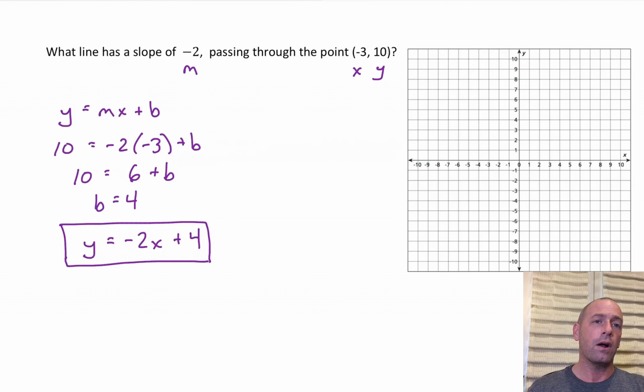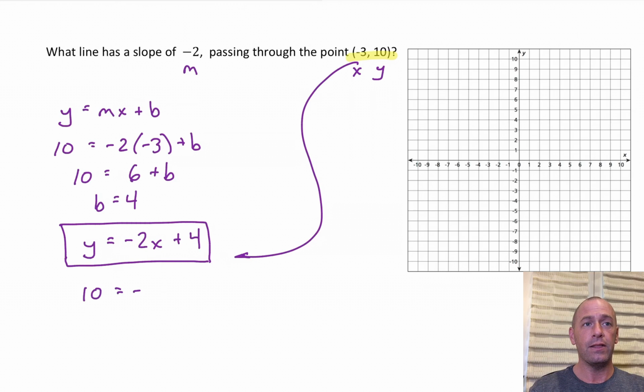Now to check our work, and your teacher may not ask you to do this, but it's always good practice. That's the equation that relates all of the x's and y's. So if I were to substitute in the value of x and y, the left and the right-hand side should be the same. And they are. -2 times -3 plus 4 is 10.